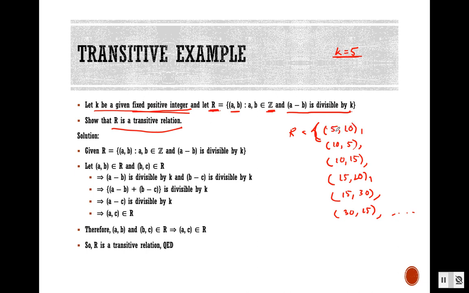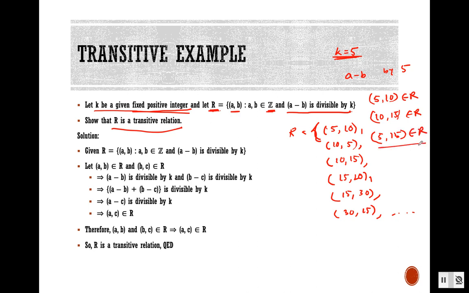So you can see that for all ordered pairs, A minus B is divisible by 5, divisible by K, where K is given. Now can we say that this relation is reflexive? If we can find two ordered pairs like that, if (5, 10) belongs to R and we have (10, 15) belongs to R, can we say that (5, 15) also belongs to R?